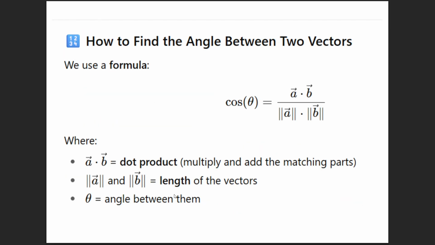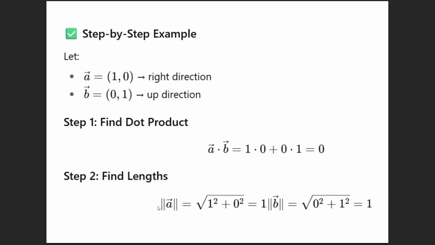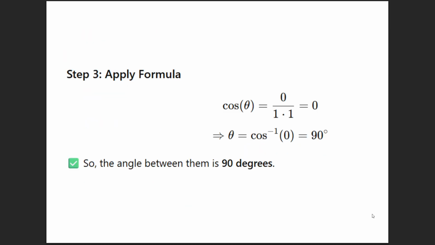Okay, so that is how we are applying it. That is the length. We are going to find the length, which will be 1 squared plus 0 squared, that is 1. And next, for b, we find that b is (0, 1), and we apply that value here. For a we apply (1, 0), and the value is 1, and for b the value is 1, and we apply both in the formula. Okay, 0 divided by 1 times 1 is 0. If this value is 0, then it is 90 degrees.